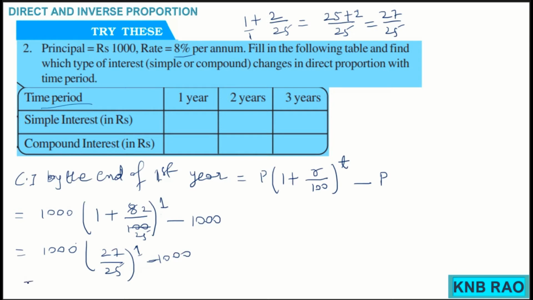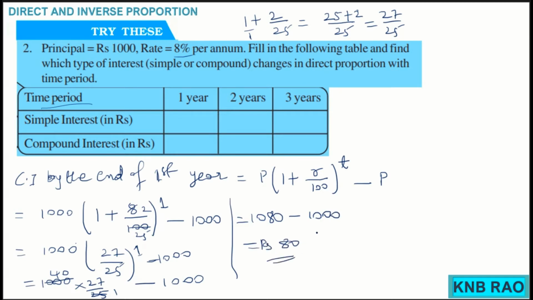So what is the value of 1000 into 27 upon 25? 25 ones are 25, 40s are. So you need to find out 40 into 27. You know 40 into 27 is 1080, minus 1000, which gives 80, that is rupees 80 is the compound interest for the end of first year. This is how I got the value.